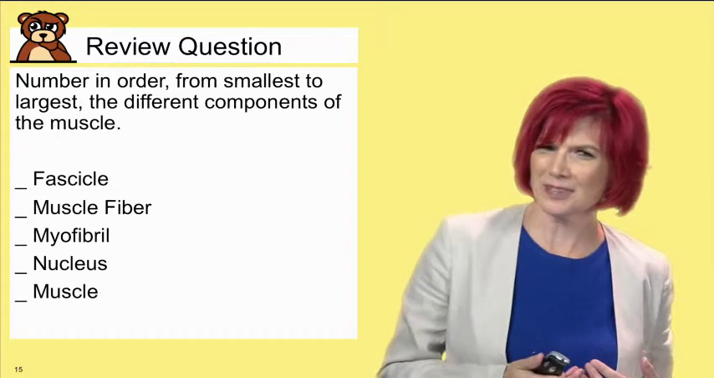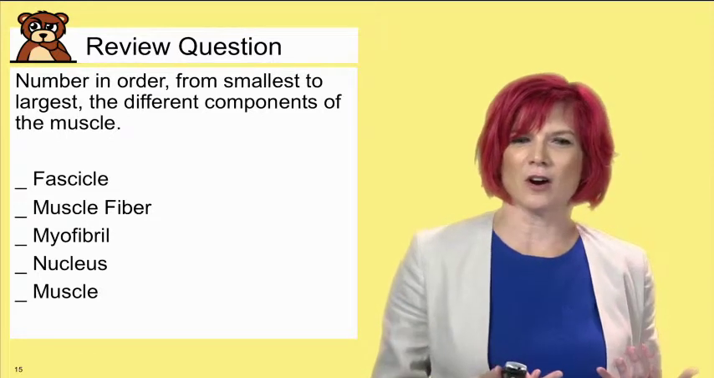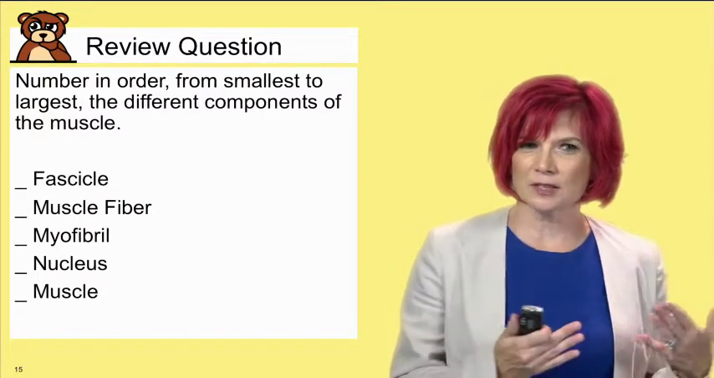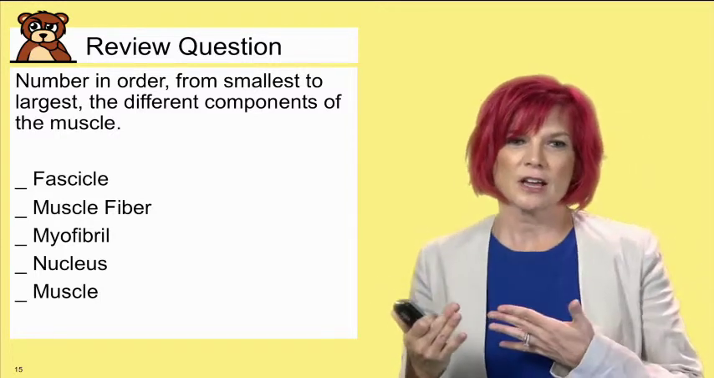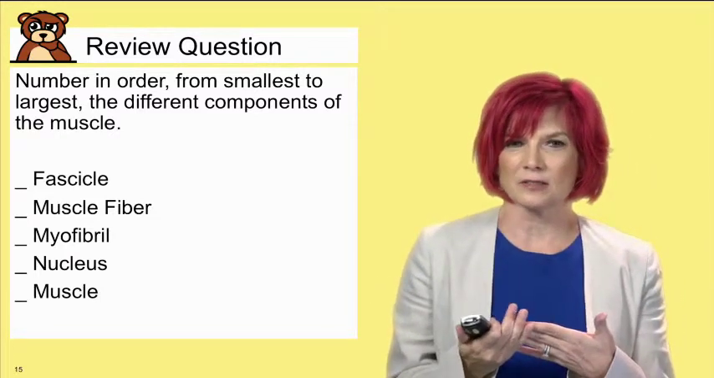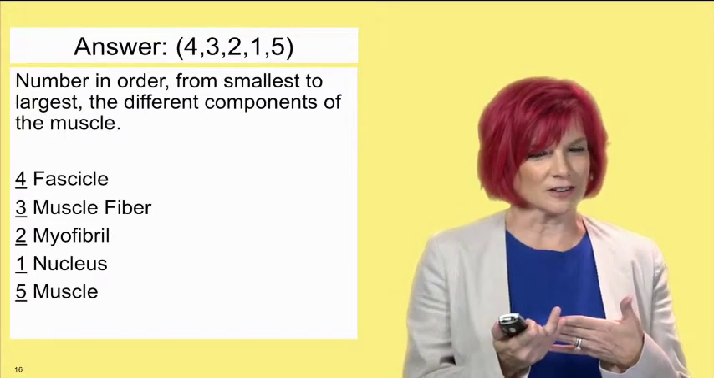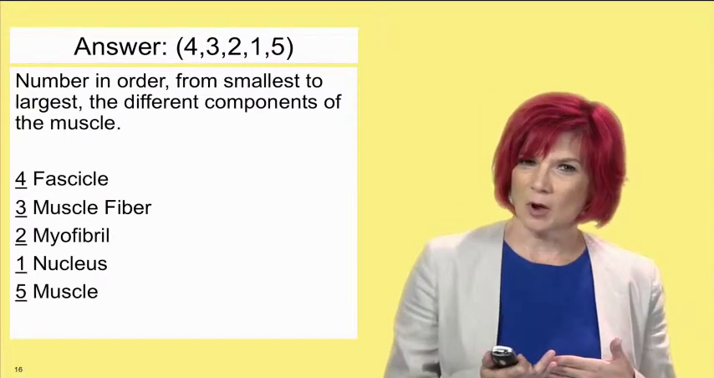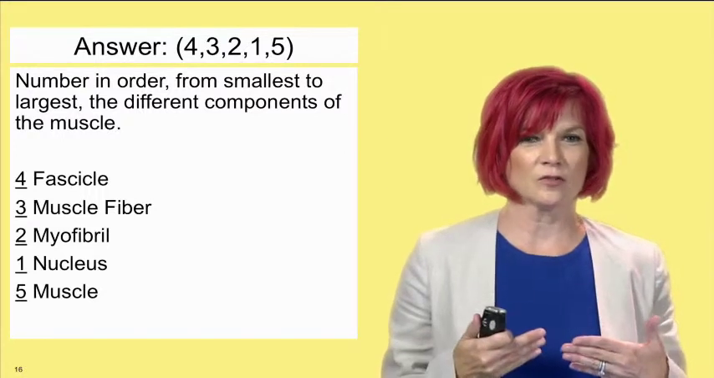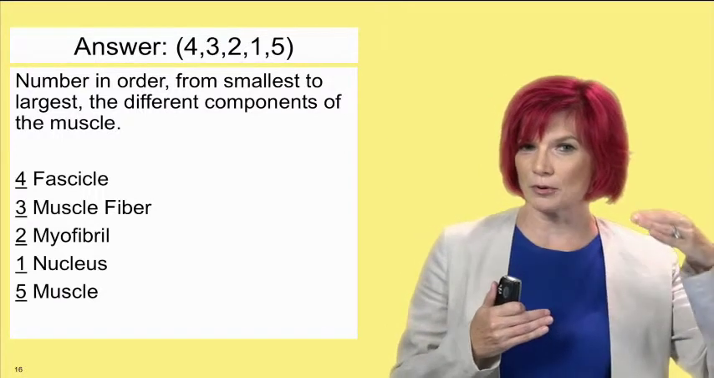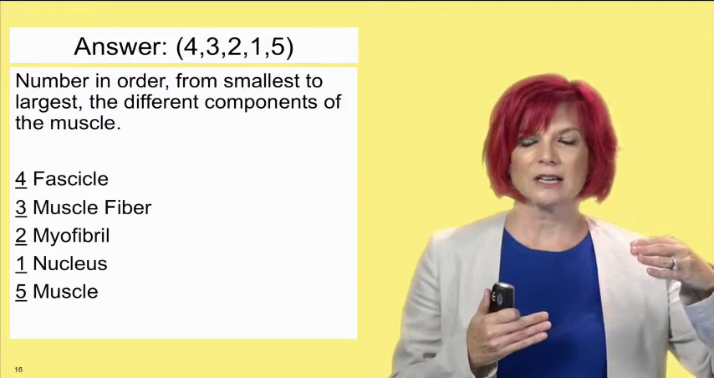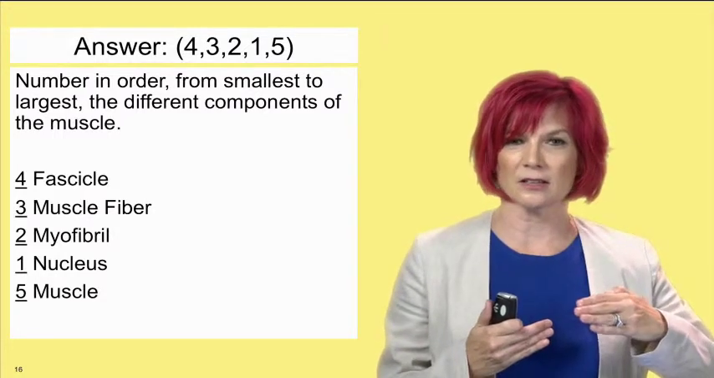Okay, so based on what you've seen so far, number in order from the smallest to the largest the different components of skeletal muscle. Think about it for a moment. So the answer is here. The nucleus is the smallest component. It's inside the cell. Remember that the nucleus is located at the cell periphery in skeletal muscle. It's not normally located in the middle of the cell.